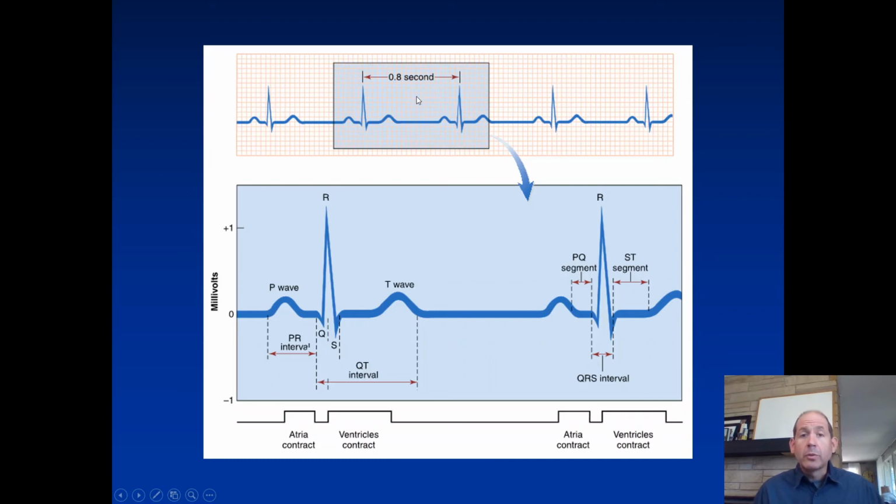So if the RR interval was 1 second, that means the heart's beating every 1 second, their heart rate would be 60 beats per minute. And if their RR interval were 0.5 seconds, what would their heart rate be? 60 divided by 0.5 would be 120 beats per minute. And what if the RR interval were 2 seconds? That would mean the heart's beating every other second. The heart rate would be 30 beats per minute. So these intervals will be critical for understanding arrhythmias.